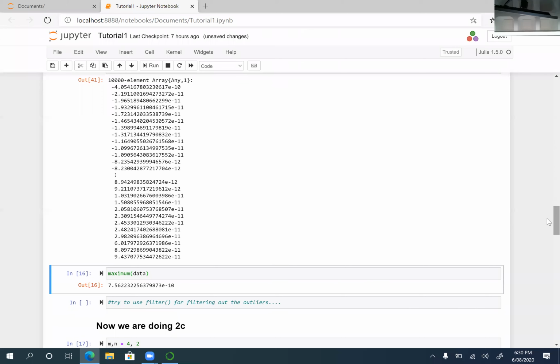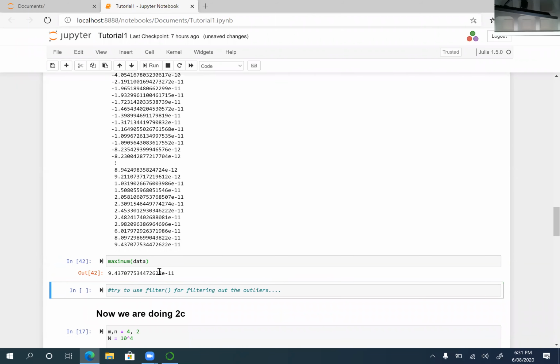Maximum. Okay, so maximum, obviously, we'll just take the maximum of this data set. And we can see that this should be 9.437 times 10 to the minus 11th. But here you can see it doesn't say that, and that's only because I haven't run it for this data set yet. So let's do so. And now you can see the maximum matches the maximum according to the command.